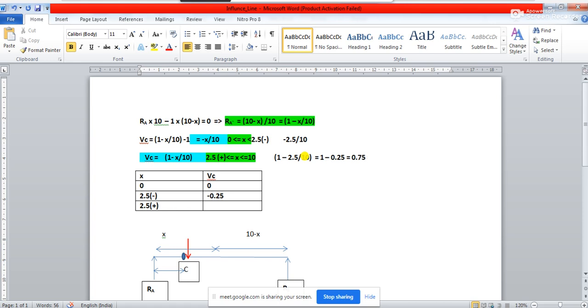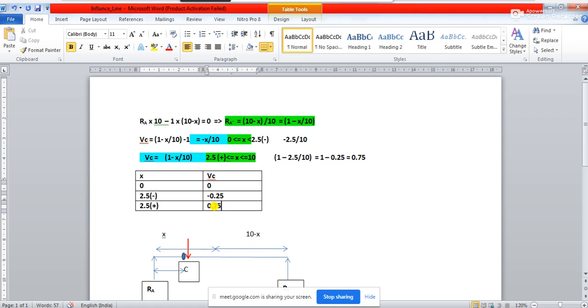Clear to everyone? So see, this one has a plus sign and this one has a minus sign, and that's why there is a drop of shear force. You observe here the two equations are different. That's why at 2.5 plus and 2.5 minus, we are going to have two different shear forces, and there will be a drop of shear force, okay. So this is very important to understand.